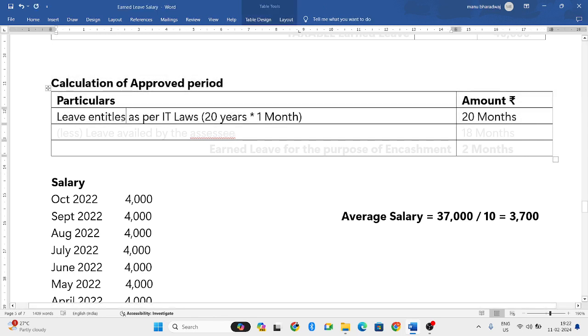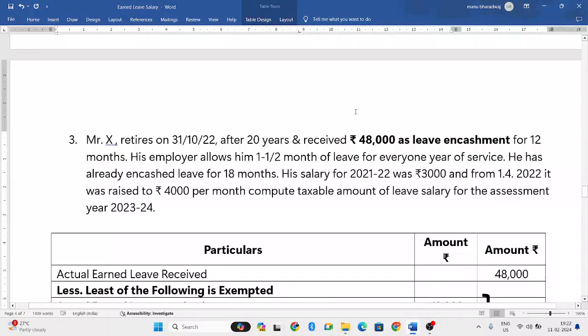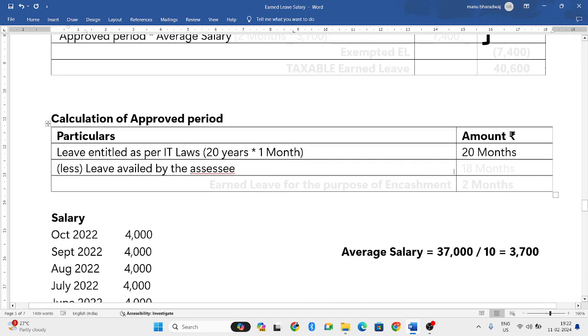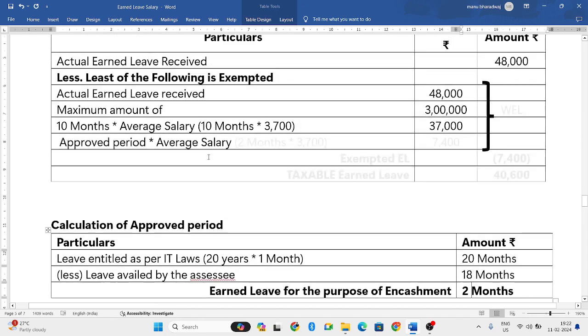First, leave entitled as per IT laws. He has completed 20 years of service, and each year he gets 1 month as EL. So 20 years into 1 month will be 20 months. Less: leave availed. Let us check the question. He has already encashed the leave for 18 months, so 18 months is the leave availed by him. The remaining is 2 months. So that 2 months is the approved period.